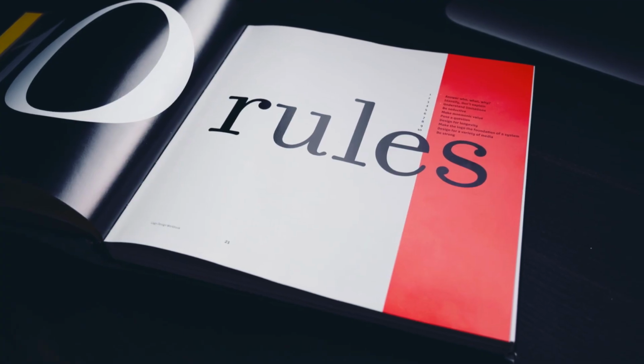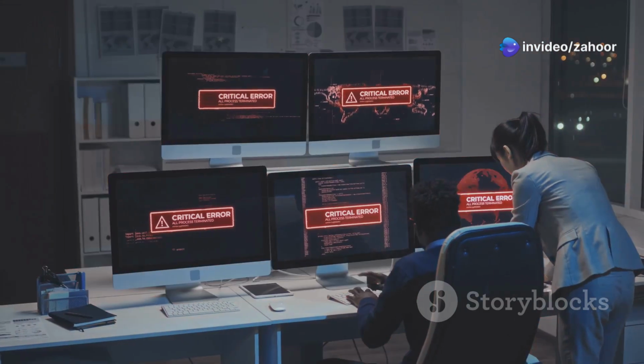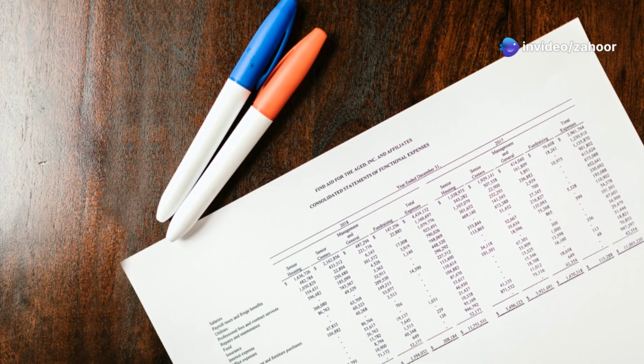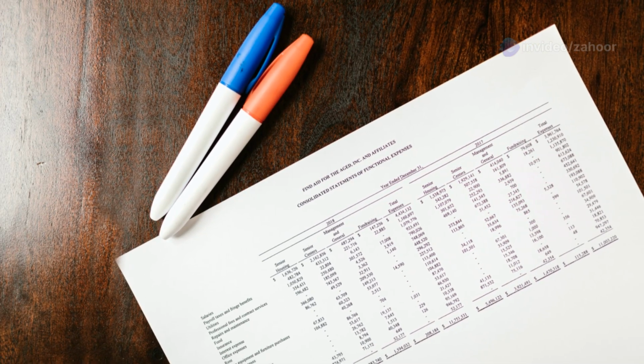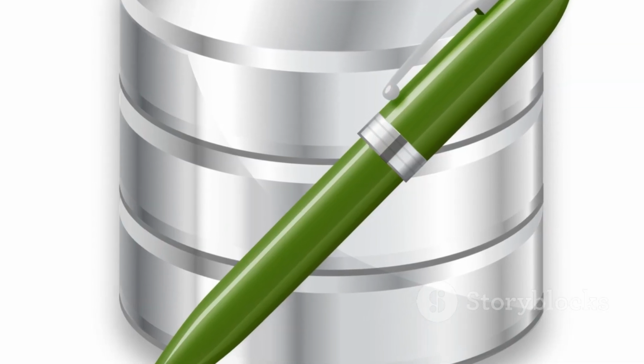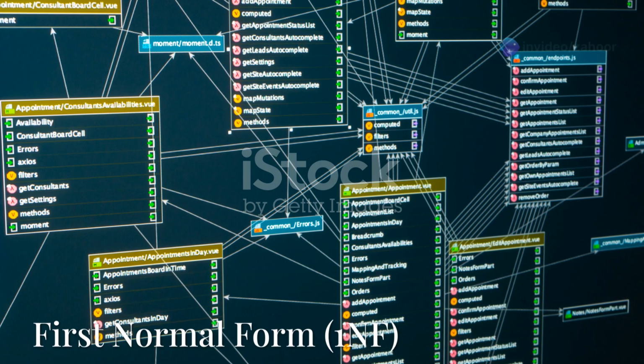Each normal form has specific criteria. These criteria address different types of data anomalies. The most common normal forms are first normal form, second normal form, and third normal form. Higher normal forms exist but are less frequently used.